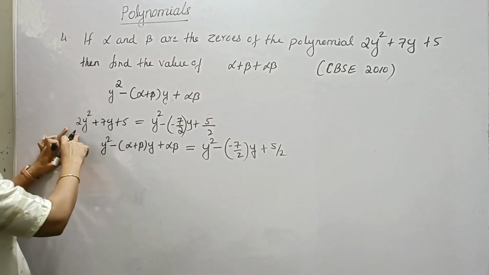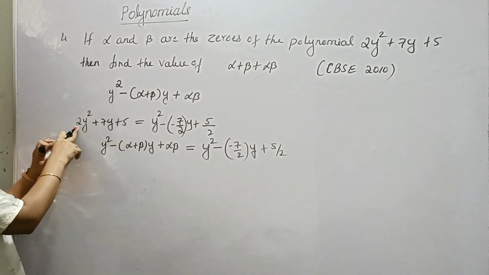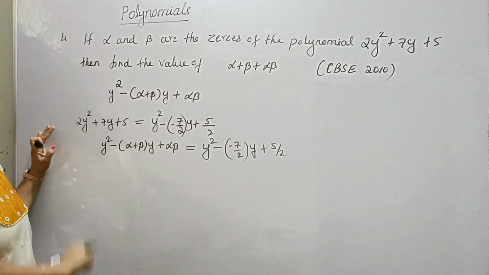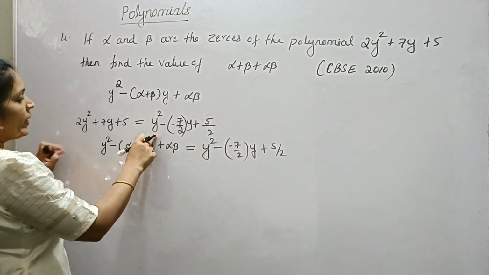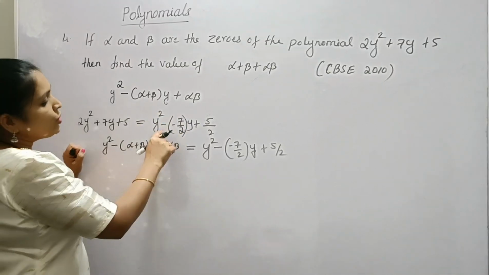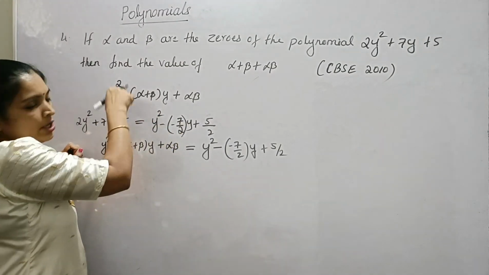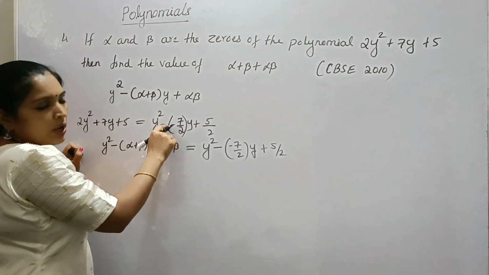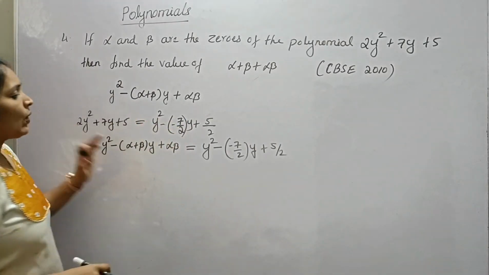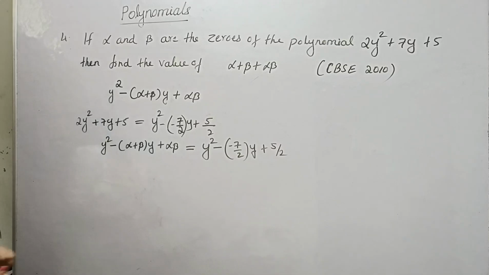So here, in the given polynomial, the coefficient of y square is 2. So we have to make it 1, right? So divide throughout by 2. What we will get? y square plus 7 by 2 y plus 5 by 2. So here, see, it is minus of. You just make minus, okay? Take minus outside. That is minus of minus 7 by 2. Now compare these two polynomials.